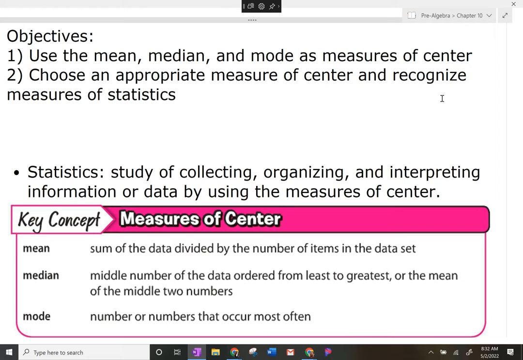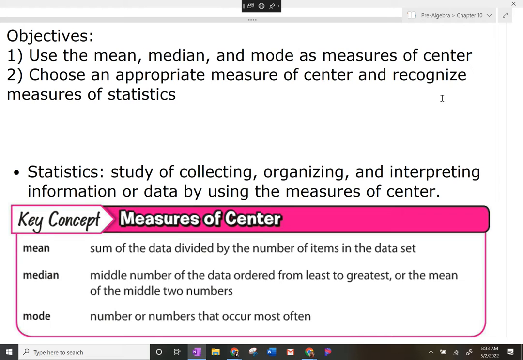So statistics, that's really what this chapter is going to be about. Meaning we're going to have a bunch of data points, a bunch of numbers that we're going to be able to interpret, to find some information based upon that. So statistics is the study of collecting, organizing, and interpreting information or data by using the measures of center. And we'll understand what that is in a second.